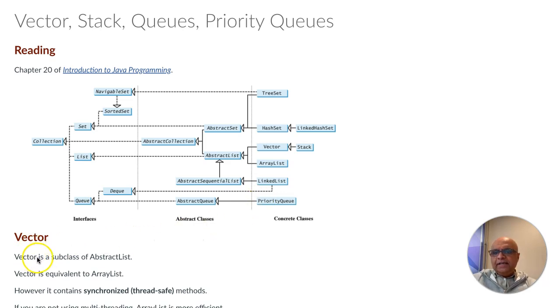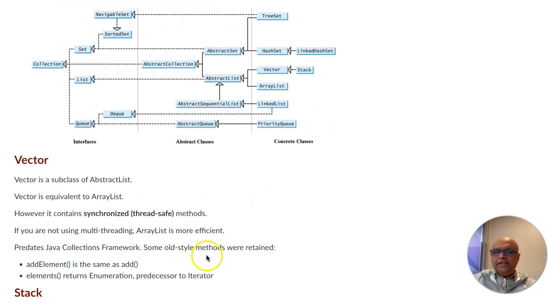Now, vector is a subclass of abstract list, right? And vector is equivalent really to array list. The difference between the two is that it contains thread safe or synchronized methods. So if you're using threads, it is better to use vector. But if you're not doing multi-threading, array list is a lot more efficient.